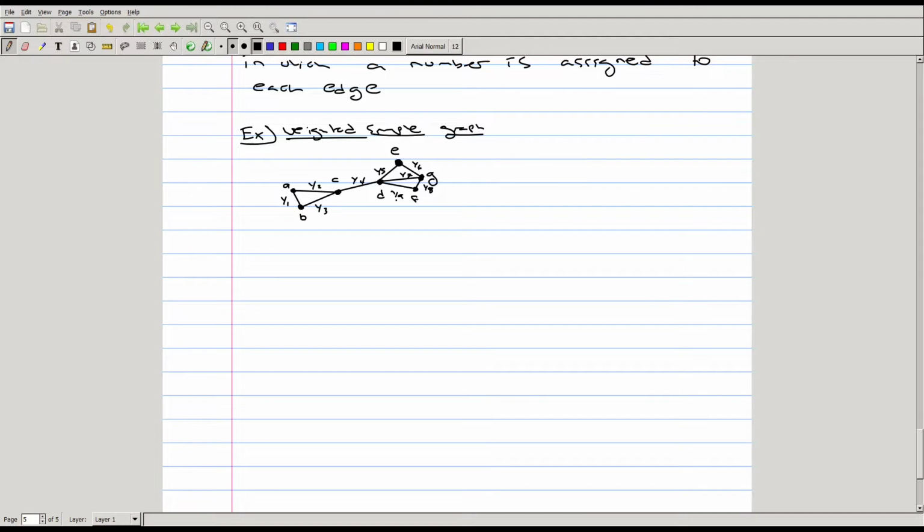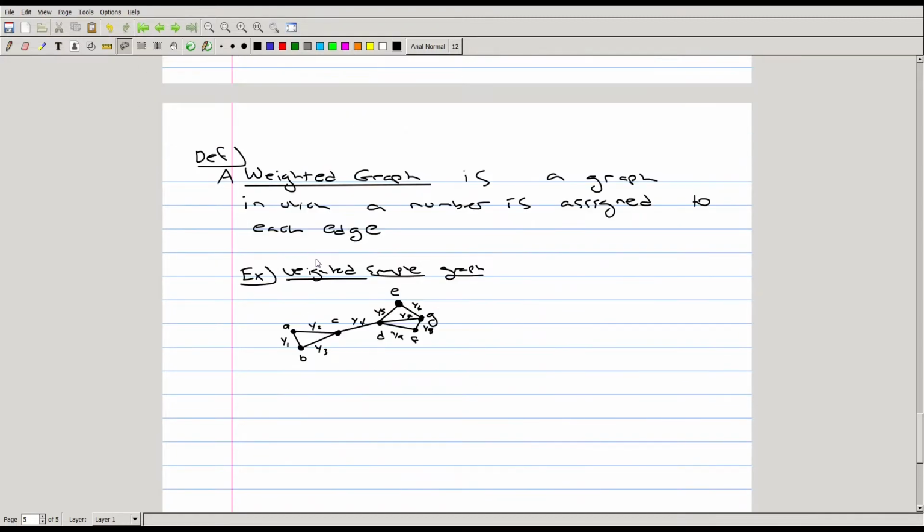And these weights could represent costs, lengths, capacities, depending on what problem you're dealing with. Such problems arise in many contexts. For example, in what are called shortest path problems, such as the traveling salesman problem. And we can also assign vertices weights as well, but typically when you read about a weighted graph, we're talking about an edge-weighted graph. So this is important to know about.